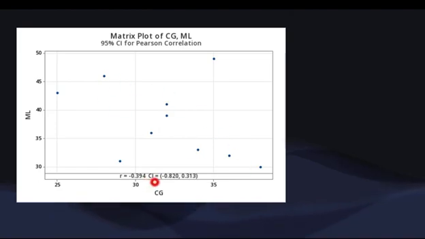And this confidence interval is talking about the range in which the correlation coefficient lies. This we will study in the later part, in test of hypothesis. So that is the concept behind this correlation coefficient.